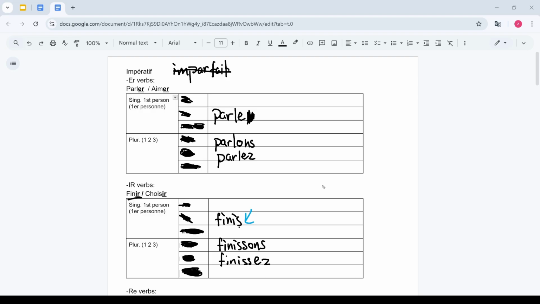Or if we wanted to say, let's finish this, for example, then we would say finissons. And then if we're trying to tell a group of people to finish something, we would tell them finissez.